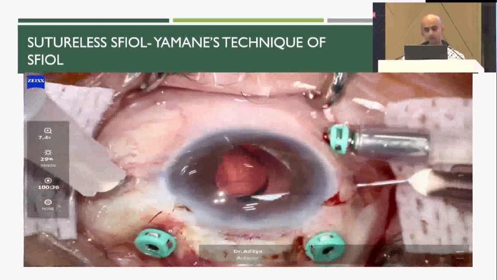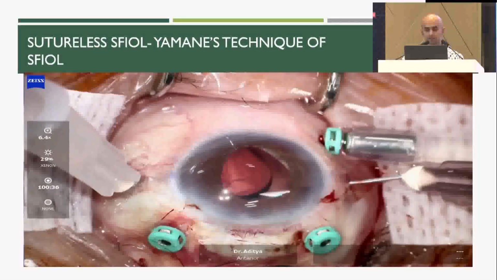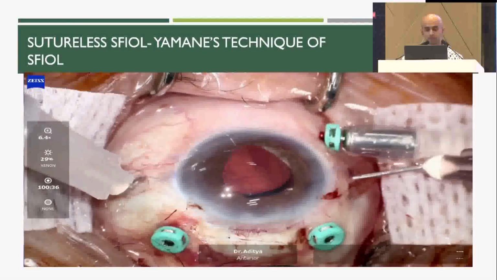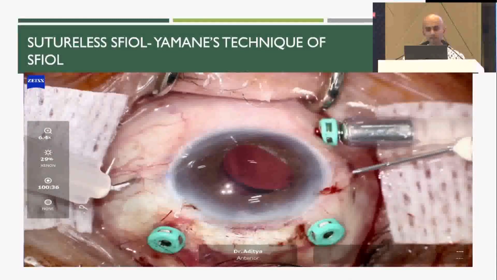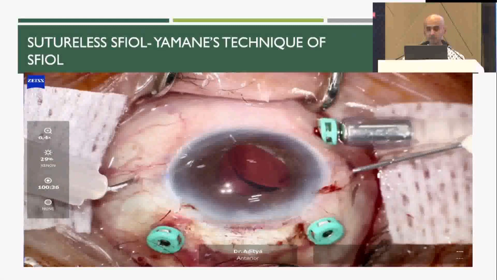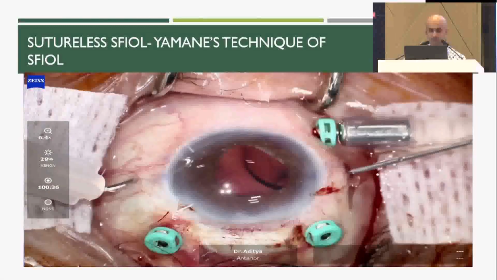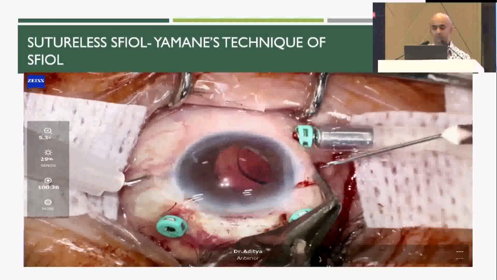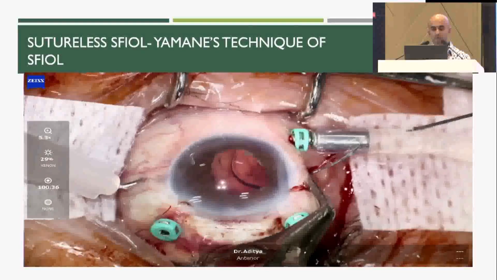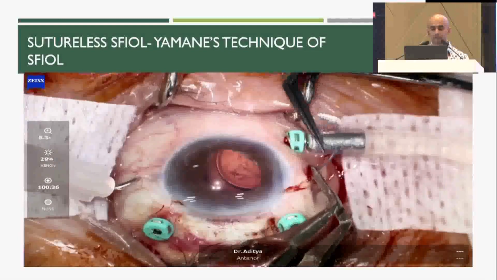Although Dr. Yamane recommends simultaneous externalization of the haptics, I do it one by one so that I am sure that at least one haptic is well secured. And then once the first haptic is brought out, my assistant holds it with the help of a McPherson's forceps, and then I move on to externalizing the second haptic.